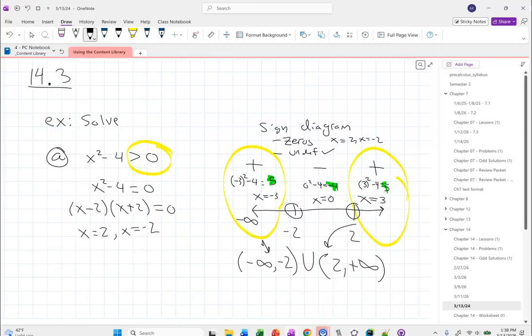So notice that this piece here would be like the same thing we did yesterday, right? We also care about the undefined things, and then we build out this sign diagram and look at where's the part that we want, and we write our intervals. But the hardest part is the stuff that we did yesterday.